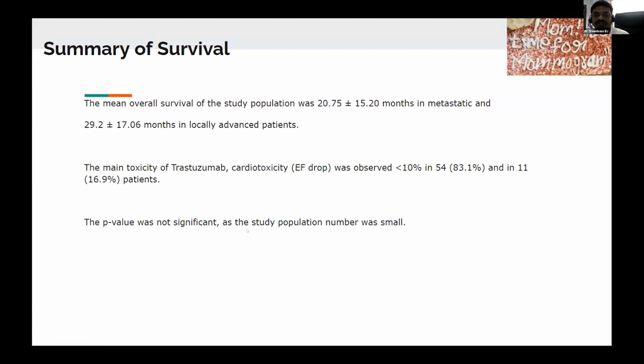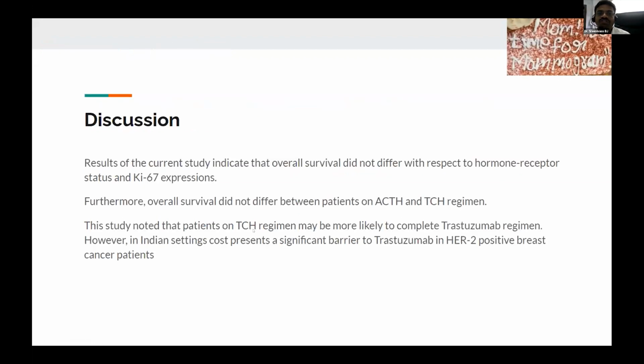So the p value was not significant as the study population was small. The results of the current study indicate that overall survival did not differ with respect to hormone receptor status and Ki67 expression. Further, overall survival did not differ between the AC followed by taxane and Herceptin (trastuzumab) combination versus the taxane, carboplatin, and Herceptin (trastuzumab) combination. This study noted that patients on the TCH regimen may be more likely to complete trastuzumab.